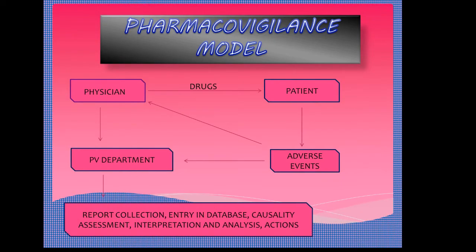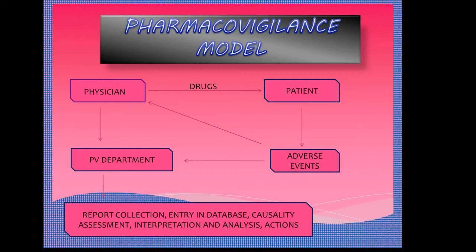So this is a basic, simple pharmacovigilance model, showing how the pharmacovigilance system works, means how reporting is done. So basically in India, physicians prescribe medications. Healthcare professionals in other countries also prescribe medications. So they are prescribing medications to patients. The patient takes that medication, and after that, the patient experiences adverse events. So what will this patient do? The patient will report this adverse event to the physician.